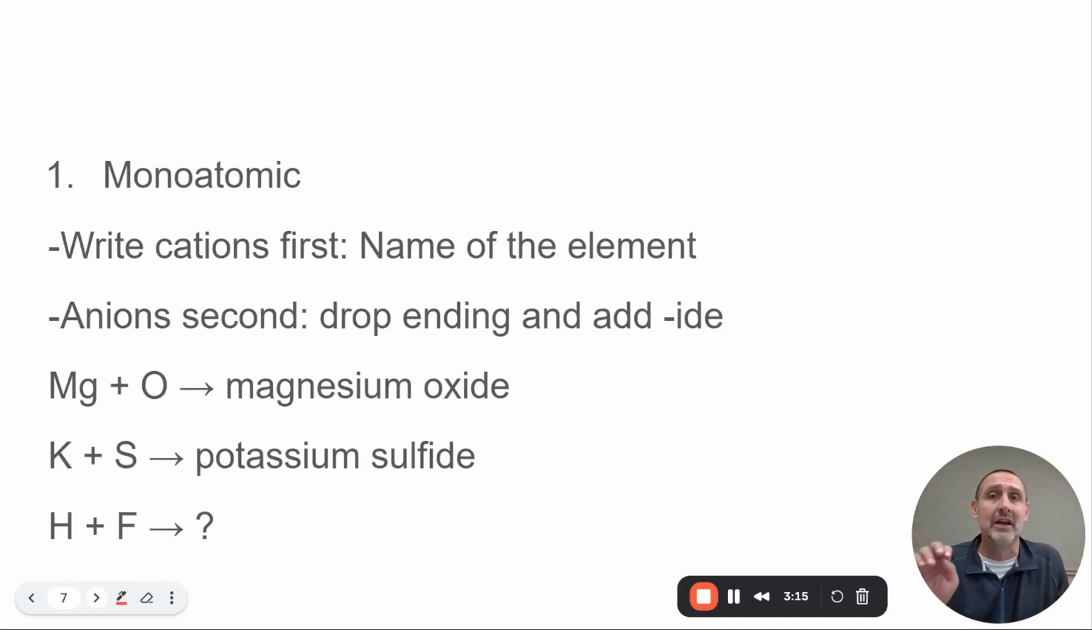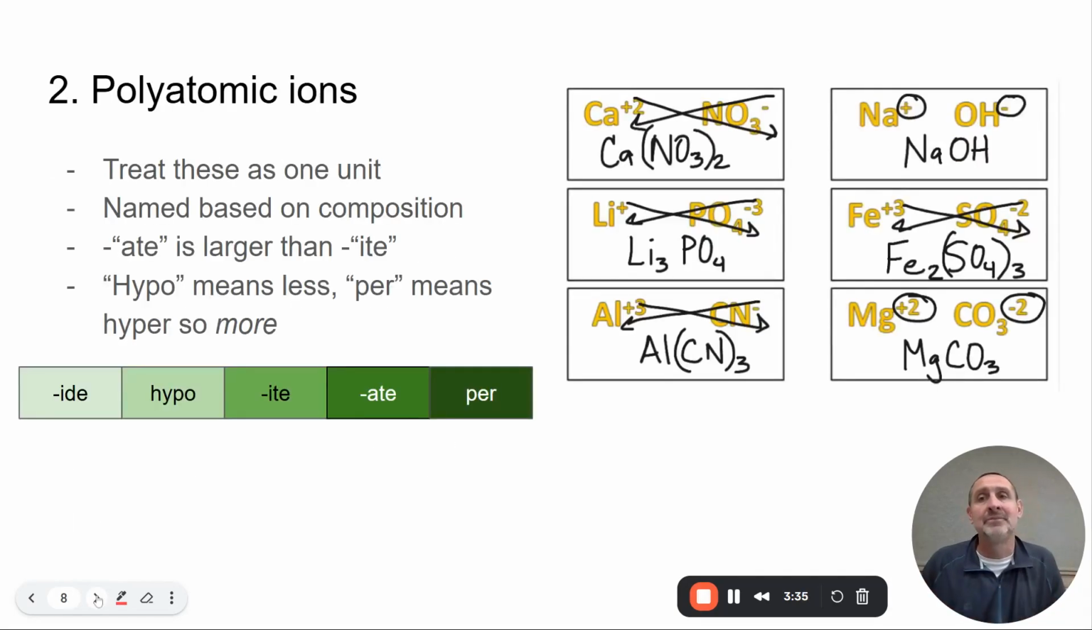Start with monoatomic. Name the cation first. That's just the name of the element. Magnesium, potassium, hydrogen. For the anion, that's the negative one, we're going to use that IDE suffix. Magnesium oxide, potassium sulfide, hydrogen fluoride.